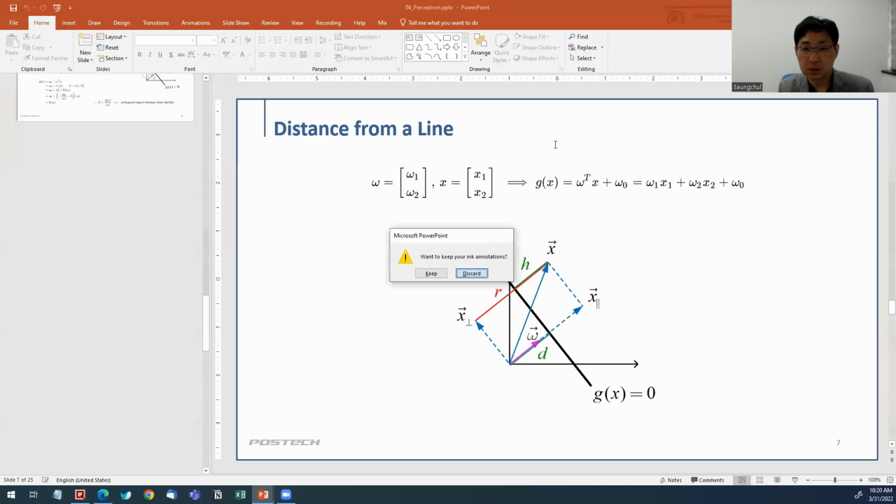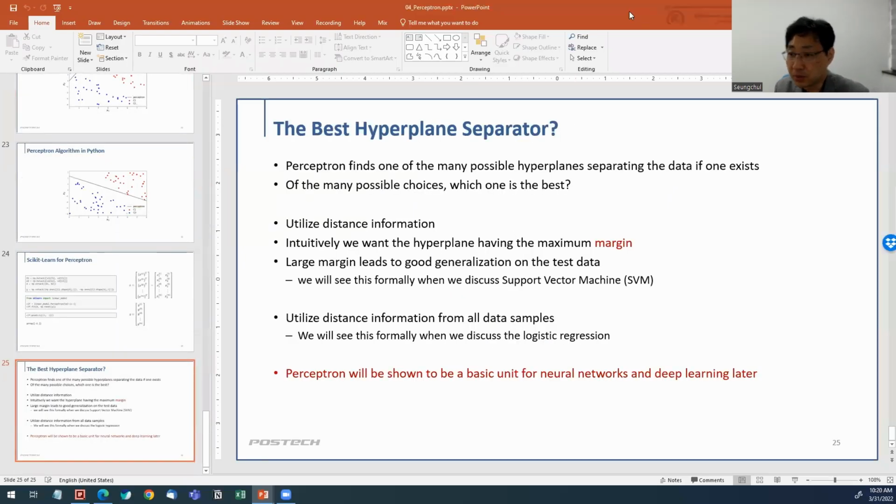Okay, so let me stop here. We're done with the perceptron. Any questions so far before I move on to SVM?